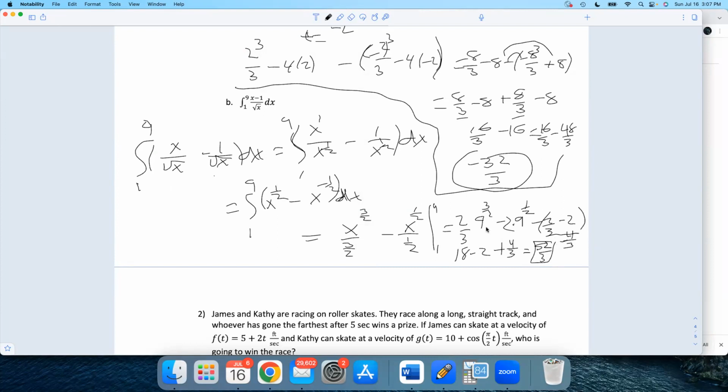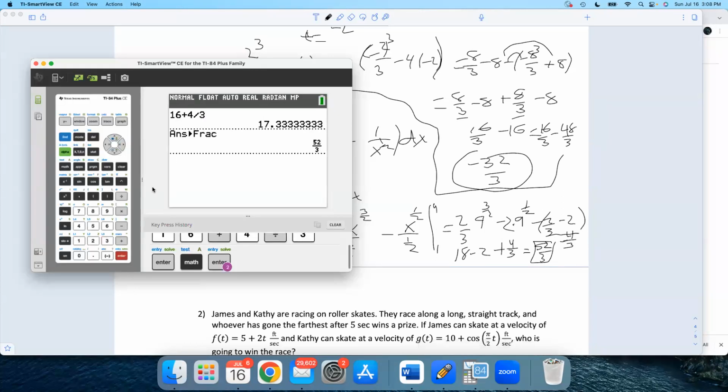That's my final answer. And I could have done that right here if I didn't want to do all this by hand. 2/3 times 9 raised to the 3/2 power. So in parentheses, 3 divided by 2. Minus, I'll write it out, 2 times 9 raised to the 1/2. Minus, and then I want all this in parentheses, 2/3 minus 2. Oh, and I forgot my parentheses. Here we go. 2/3 minus 2. And let's hope I got the same answer. Let's check and see. If not, we'll find a mistake.